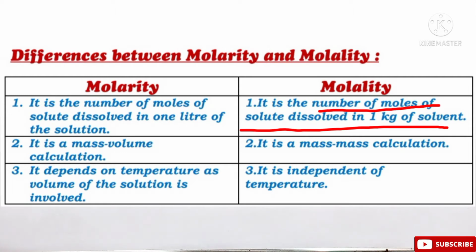So this is actually a mass by mass calculation. And the third point is that molarity is dependent on temperature, as the volume of the solution is involved. Of course, volume changes with the change in temperature. So molarity depends on temperature, but molality, as it is a mass calculation, has no change in mass with the change in temperature. So molality is independent of temperature. These are three very important differences between molarity and molality.